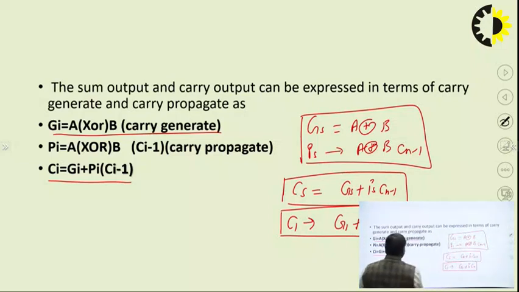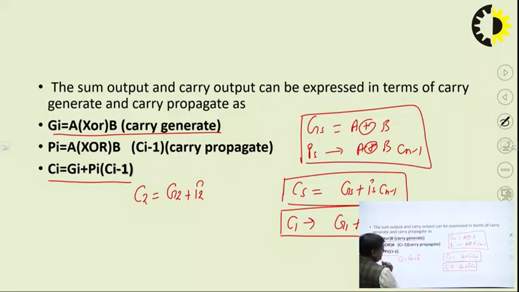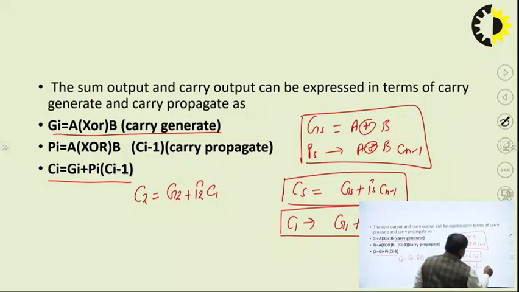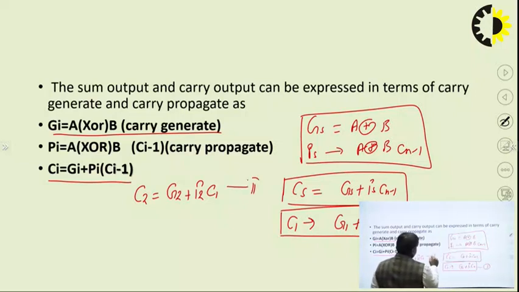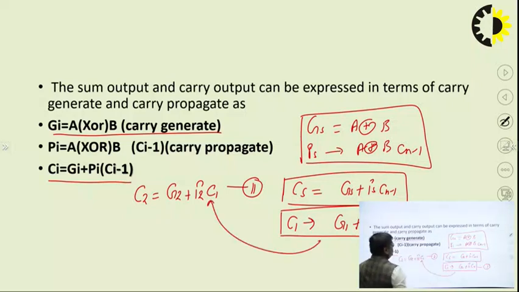Now, what is the value of C2? That is G2 plus P2 and C1. That is the value of C2. Here, the value of C1 we put from equation number 1 in equation number 2. What is the value of C1? The value of C1 is G1 plus P1 C0. This value we substitute in this equation.